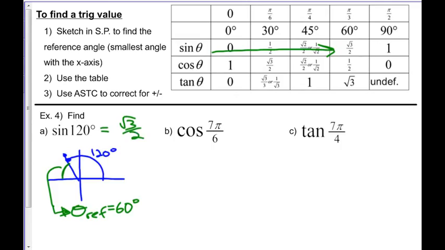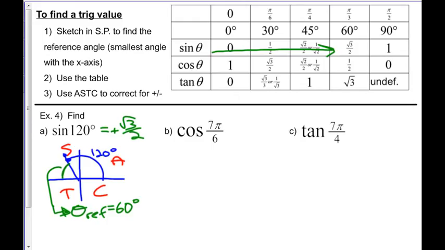The last piece of the puzzle is to use ASTC to correct for positive, negative. So over here we're in quadrant 2. Is sine positive or negative? We're in that S quadrant. That tells us that sine is positive here. I'm going to write it. You don't have to put that plus, but that is the answer. The sine of 120 is positive root 3 over 2. If we had been in, say, quadrant 3, then sine would have been negative.